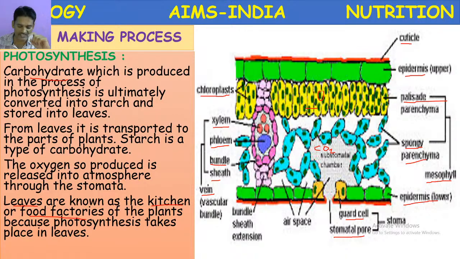Next, Joseph Priestley is another scientist. In 1772, he proved that green plants purify air by adding oxygen. Next, Jean Senebier, another scientist, in 1782 proposed that carbon dioxide is absorbed during photosynthesis.